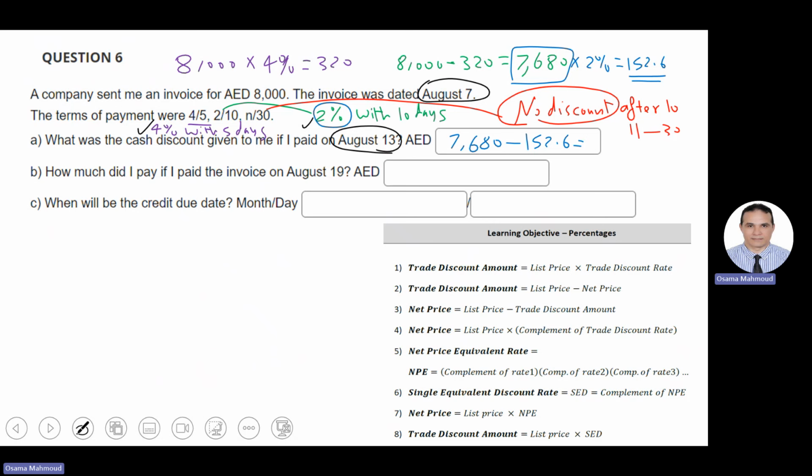What was the discount given? Sorry, I have to subtract the 8,000. 8,000 minus... Yeah, you will pay by the end 7,680 minus 152.6, right? Which is 7,000... yeah, 7,526.4. Now, this is a discount amount.